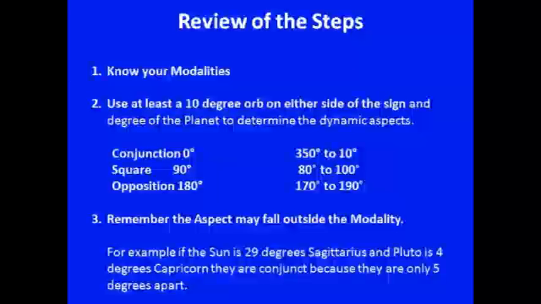So we're going to take a quick review here of the steps. First, know your modalities. Second, use at least a 10-degree orb. That's the easiest to start practicing with. And then remember that the aspects may fall outside of the modality, and it might not be an Aries to Cancer relationship, but rather an Aries to Gemini relationship. So keep that in mind when you're looking at your own natal chart.